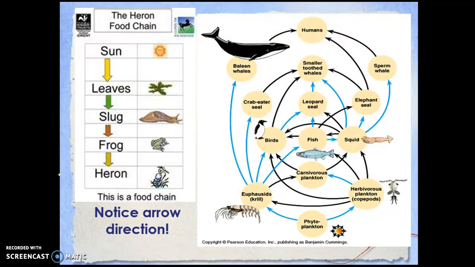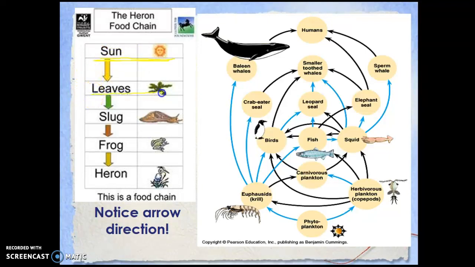So when we look at food chains and food webs, these are really going to help us look at the different energy levels. So when we look here, this is a basic food chain. The sun is here just because it's what drives all of the autotrophs.